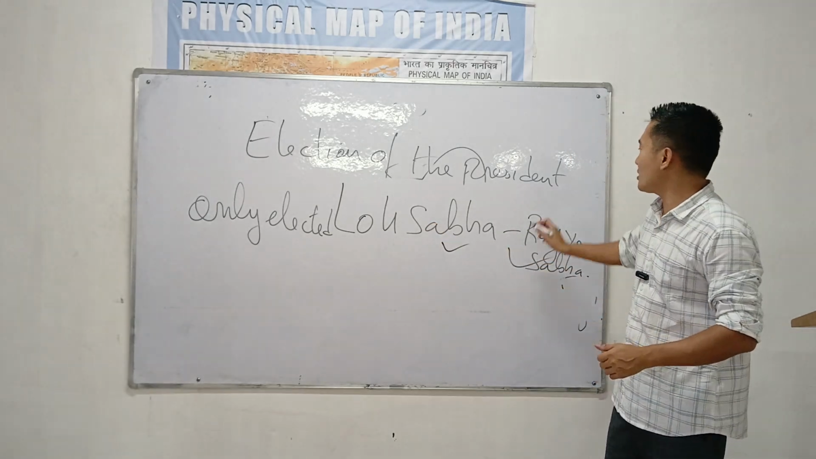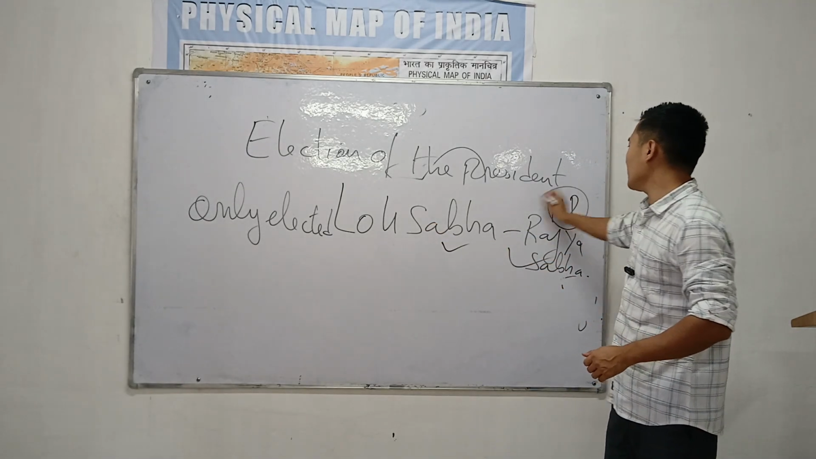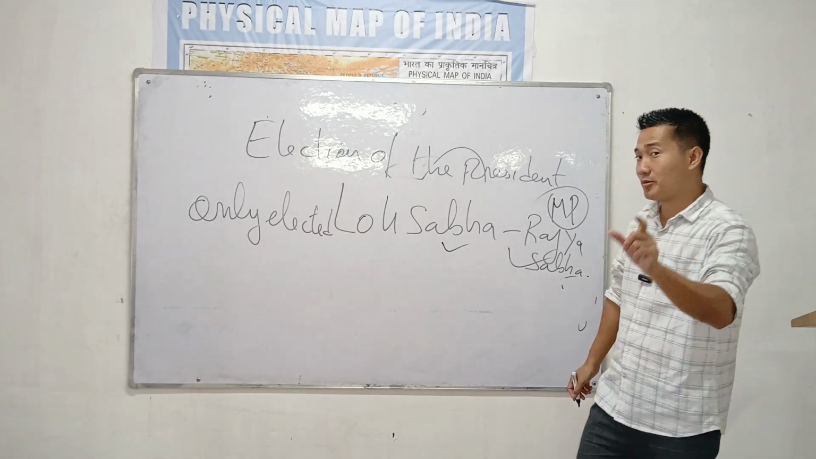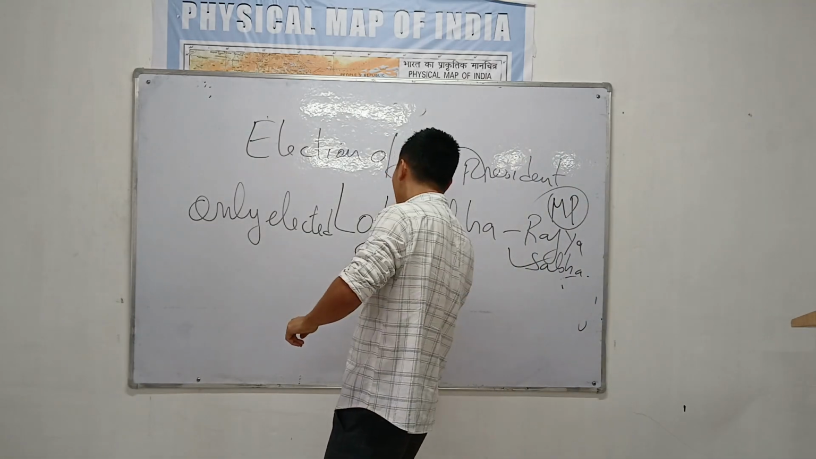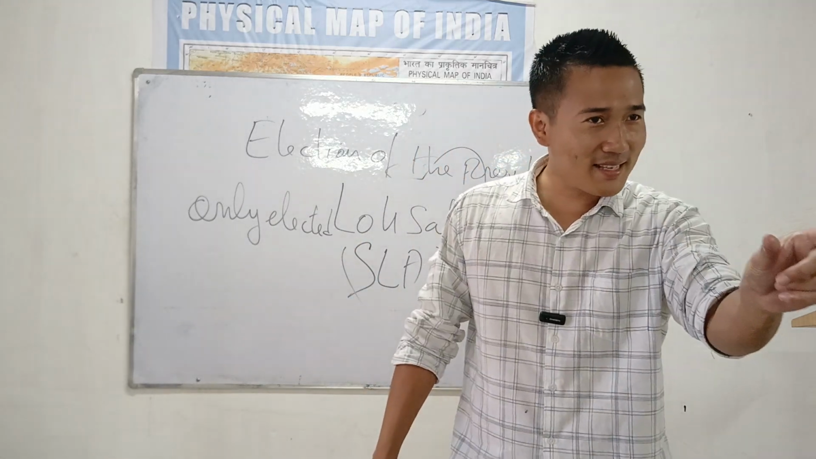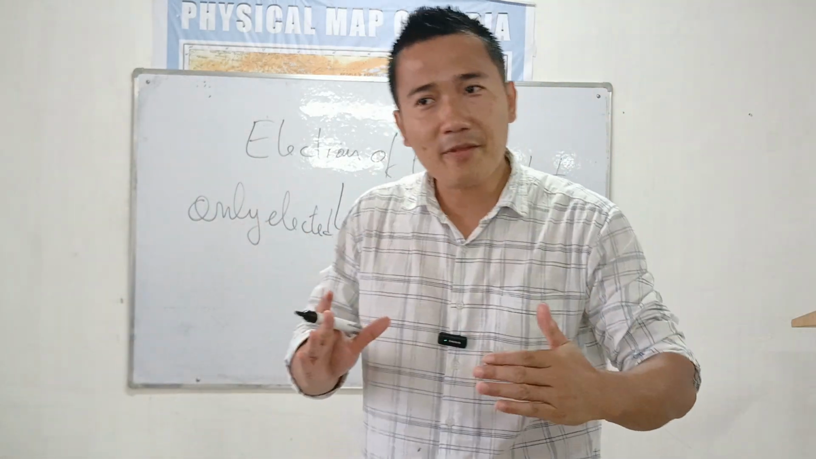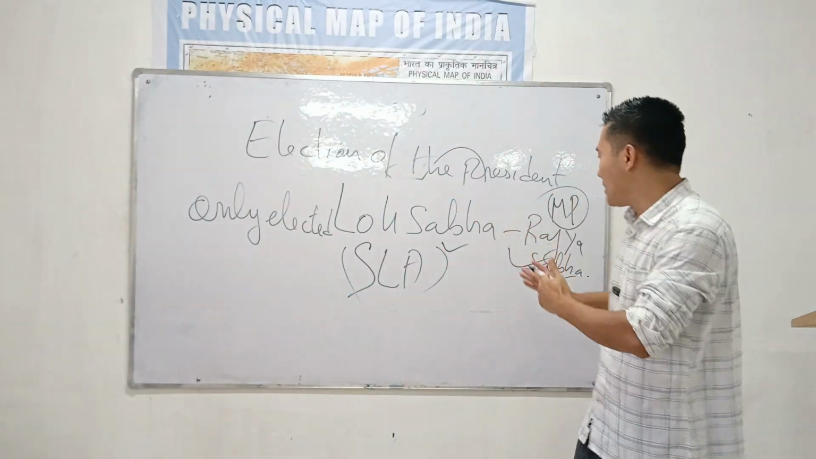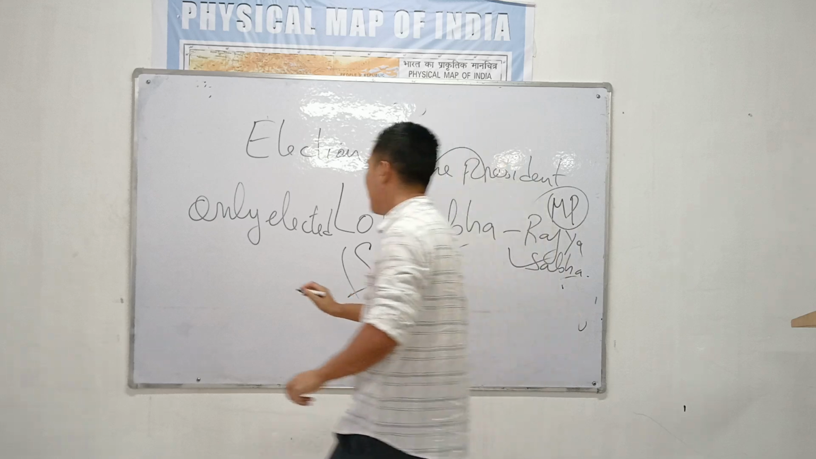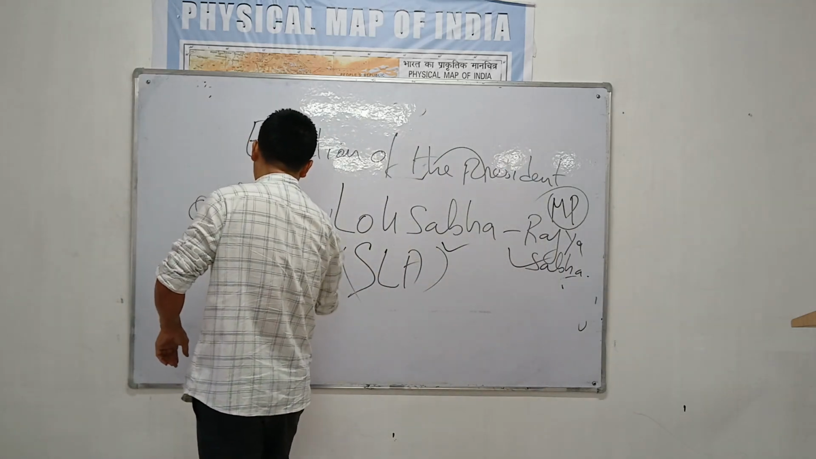And what does that mean? The MPs will participate. Next is MLA. All the Indian states and Union Territories which have a state legislative assembly, SLA, will participate in the elections of the President of India. That means the MLAs, only the MLAs, not the MLC.